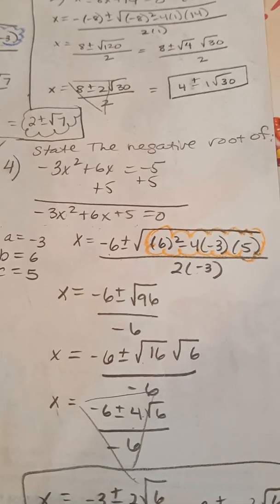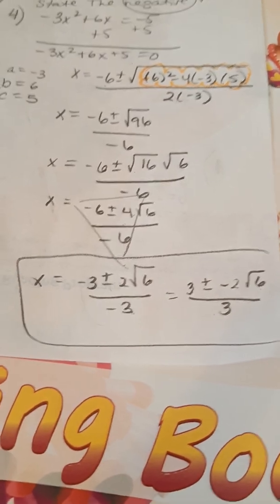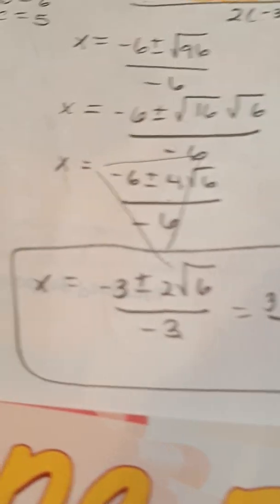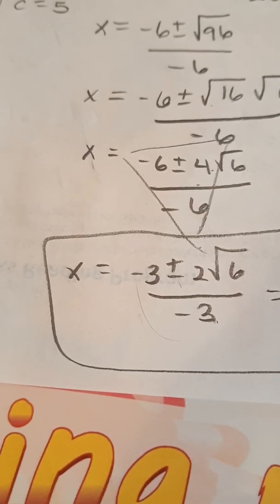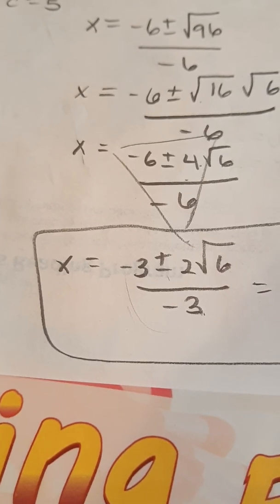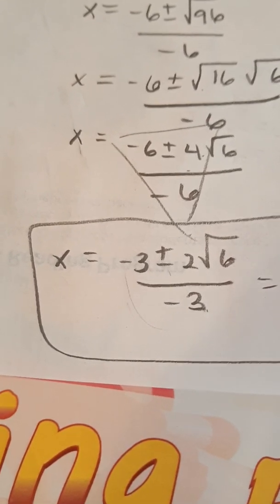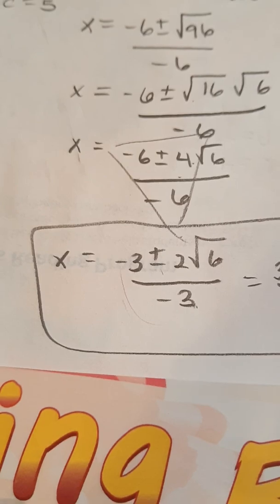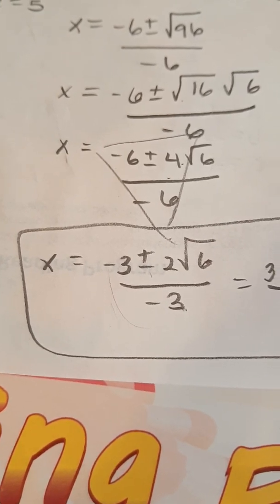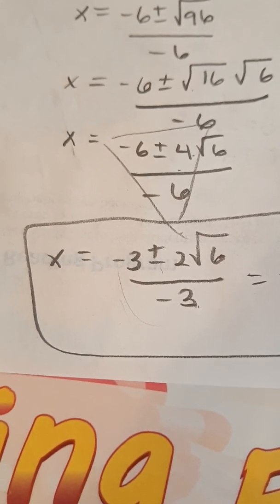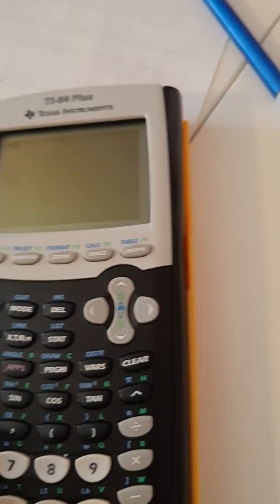Excuse me, number 4 said state the negative root. So we only want the negative answer. Why don't we go to this one here? We'll ignore that other one. -3 plus or minus 2 radical 6 divided by -3. I hope everyone is noticing which one's the negative, but if you don't know which one's the negative, we'll do it together. So we have -3.